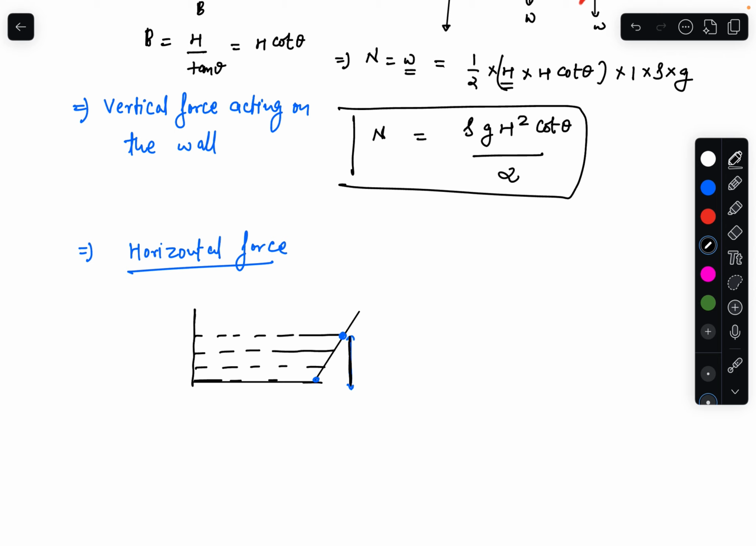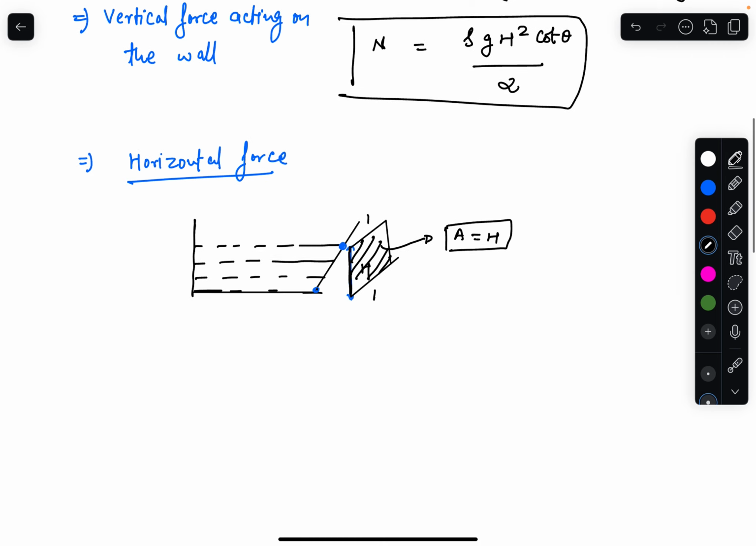Of course, this is going to be h only. And then there is this width b, and since we are taking per unit length, that is going to be 1. So this length is going to be 1 and this length is 1. So basically we'll get some area, and that area is going to be h only. I can just say h.